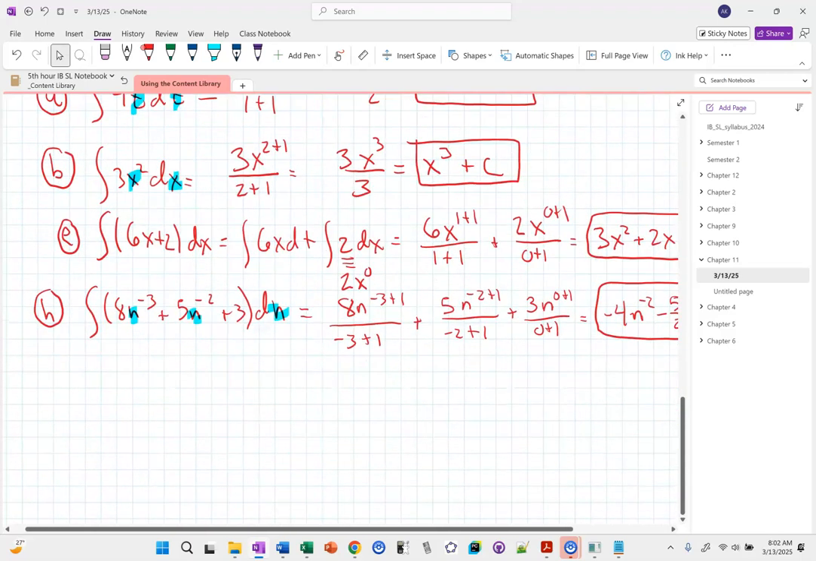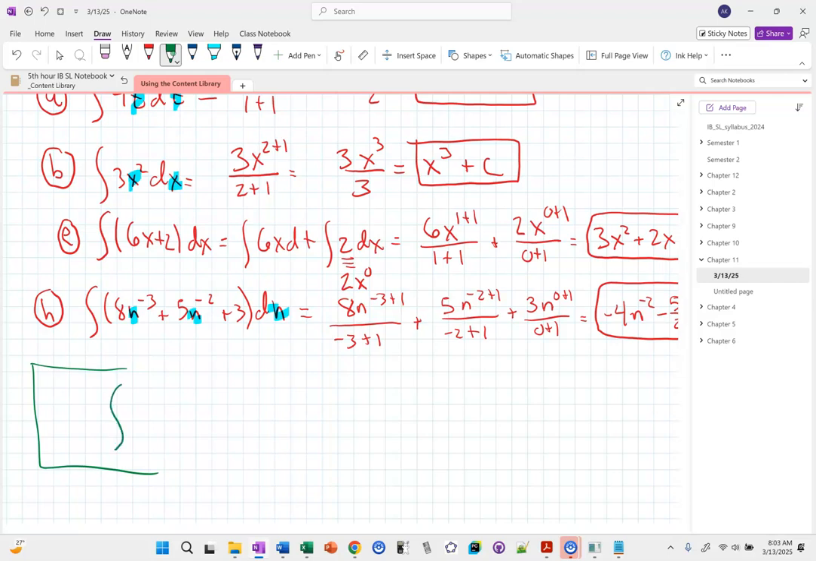Okay, so tell me your hypothetical here. So instead of writing -4n to the -2, you could write -4 over n squared. There's no problem doing that. Unless the directions tell you that they don't want negative exponents or something, either answer is acceptable. It would just be a matter of what the directions give you.